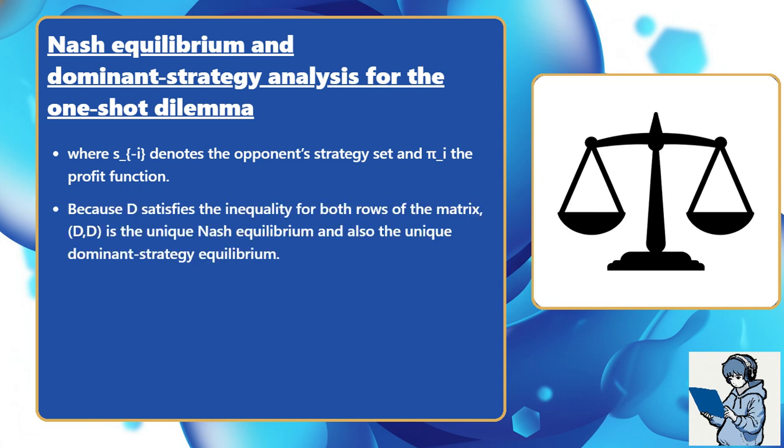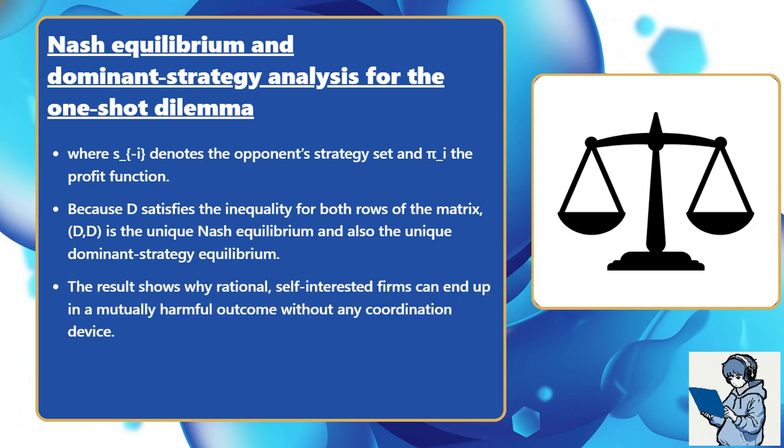Because D satisfies the inequality for both rows of the matrix, (D, D) is the unique Nash equilibrium and also the unique dominant strategy equilibrium. The result shows why rational, self-interested firms can end up in a mutually harmful outcome without any coordination device.